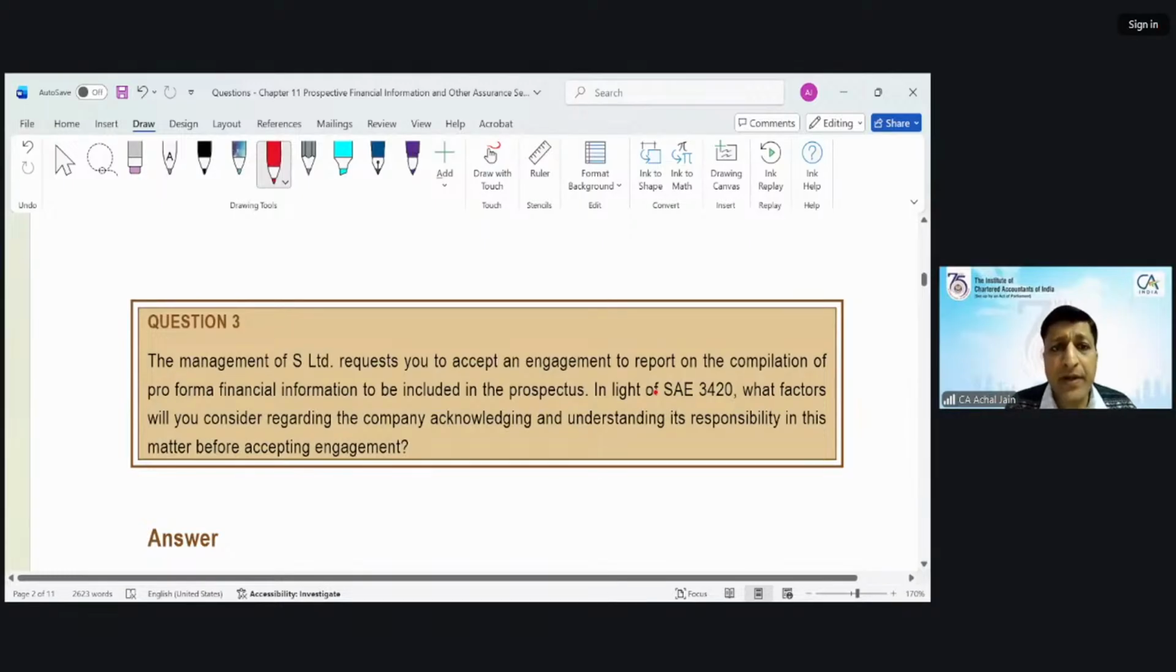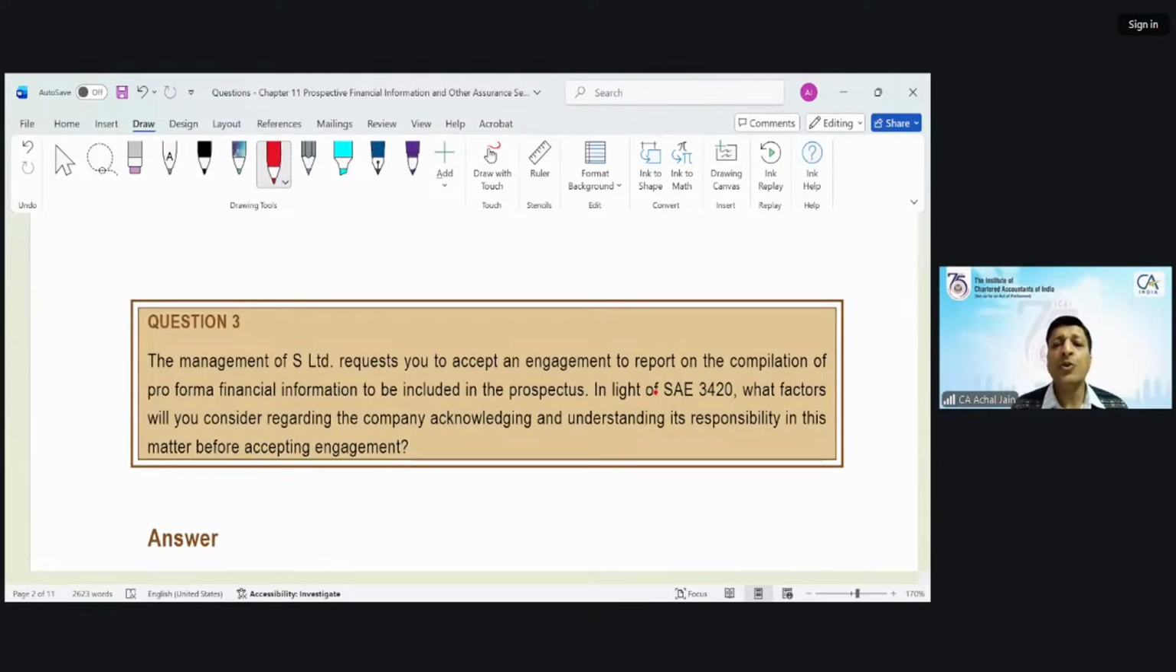Management of S Limited requests you to accept an engagement to report on compilation of pro forma financial information to be included in the prospectus. So the management has reached out to a practitioner in the given case. Now, what is the request? Why do they reach out? They reached out in respect of compilation of pro forma financial information.